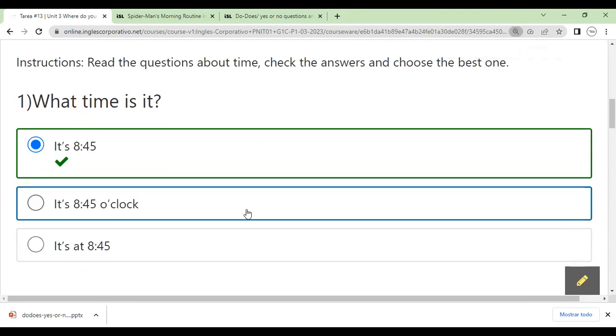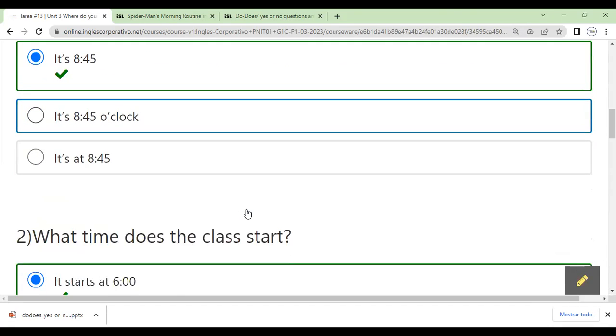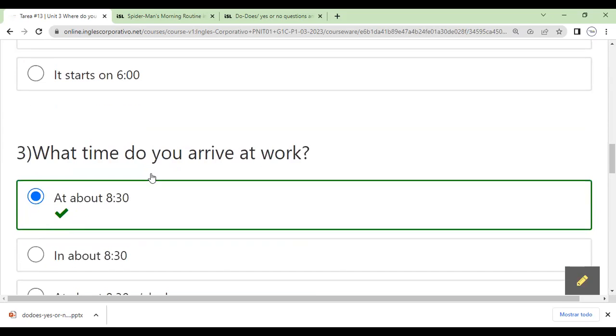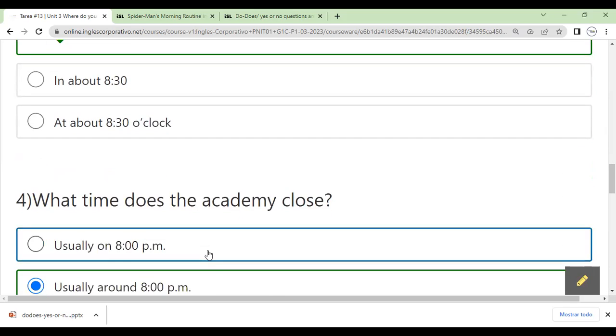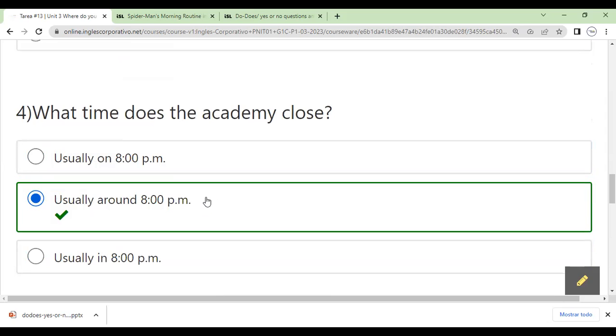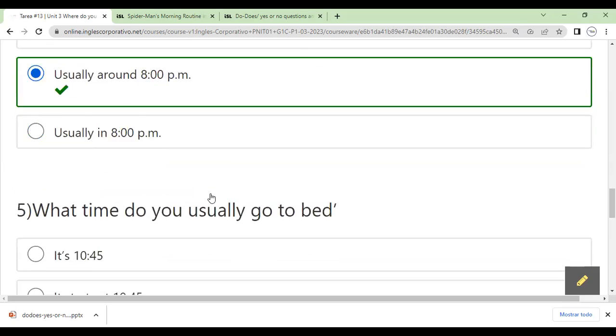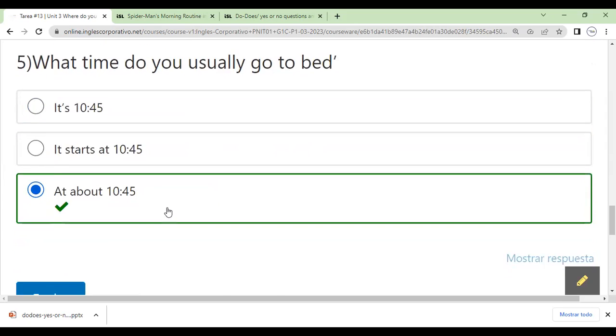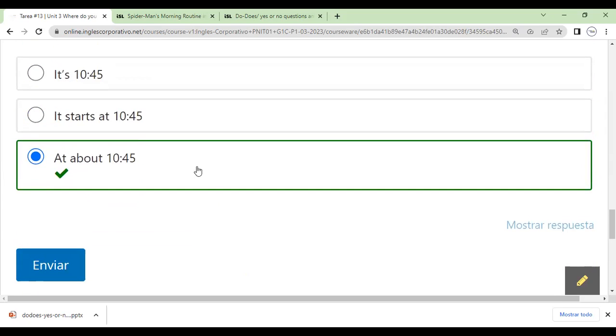You see the first one is all right. What time is it? It's 8:45. What time does the class start? It starts at 6. What time do you arrive at work? At about 8:30. What time does the academy close? Usually around 8 p.m. What time do you usually go to bed? At about 10:45. That's it.